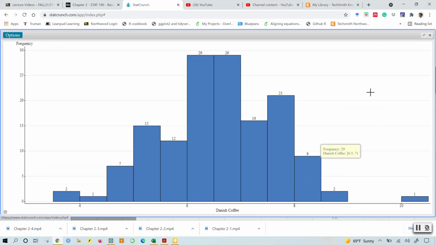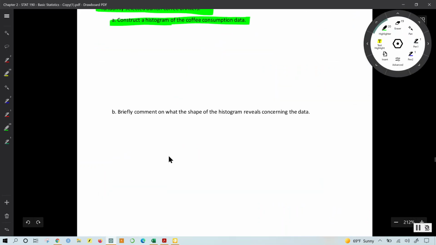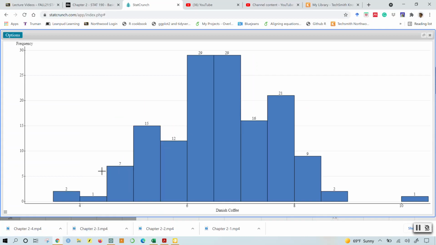I would like to zoom in a little bit on it. And once I get the histogram, I'm going to follow up with the next question, which is to briefly comment on, in particular, the shape of the histogram. From the shape I see here, I can see that this is a little bit kind of bell-shaped. There seems to be a data value that is way above every other one. So that might suggest maybe the presence of outliers, but that is all subjective. And I can see, for the most part, this is bell-shaped or approximately symmetric.